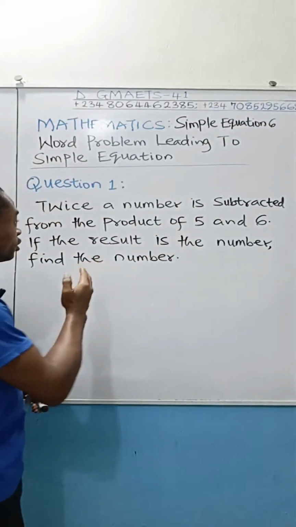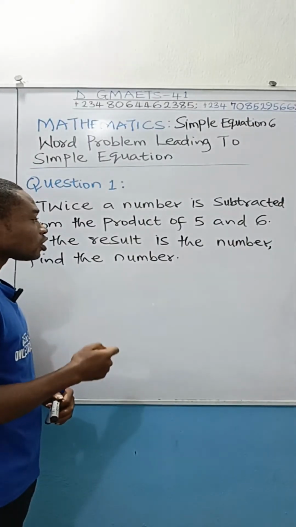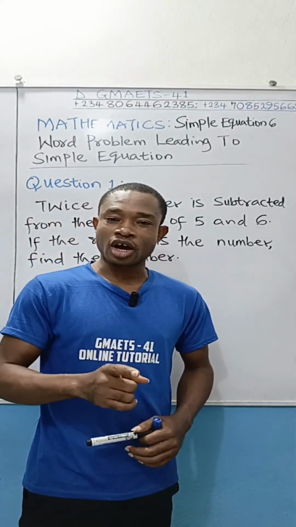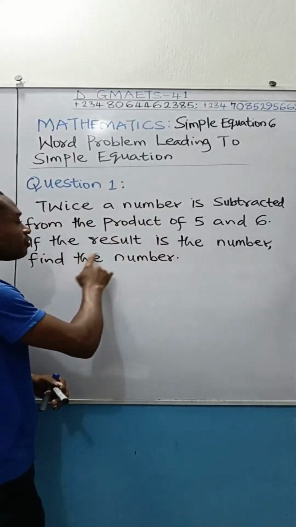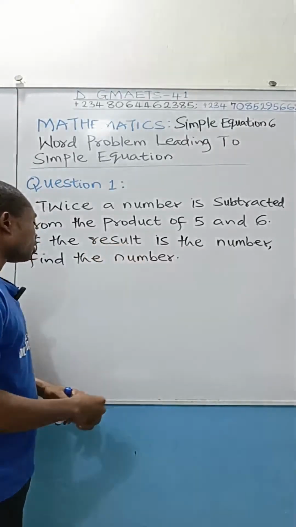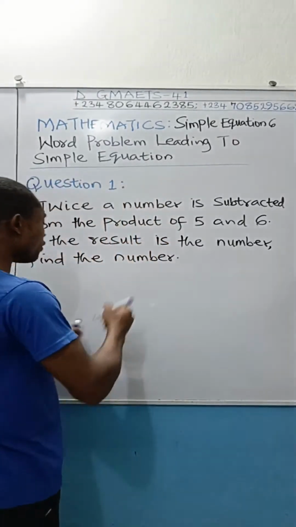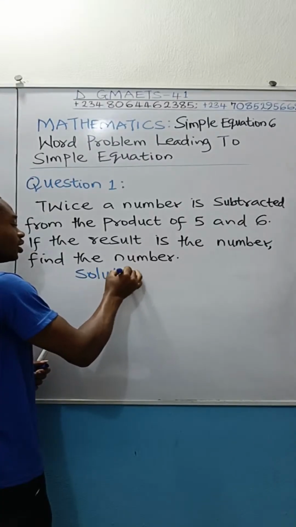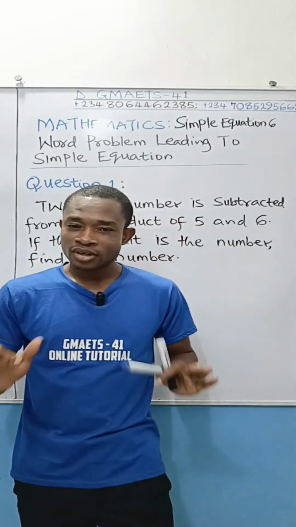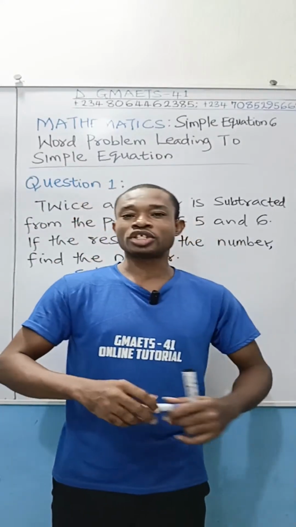We have this very one on the board. Twice a number is subtracted from the product of 5 and 6. If the result is the number, find the number. So how do we solve this question? It is a simple one. Like I said, it's just for you to understand the grammar used there, put it into mathematical expressions and then an equation.